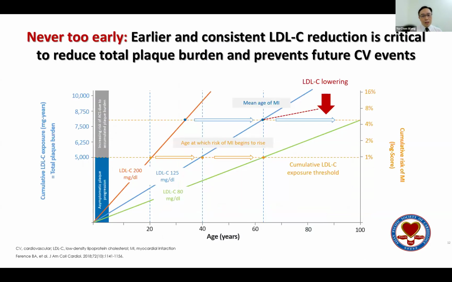And similarly, if we can start to lower our LDL cholesterol levels from 125 to 80 at an early age in our life, we may delay the potential MI attack age from the 60s to 100 years old. So I think that it may be a dream for every cardiologist.